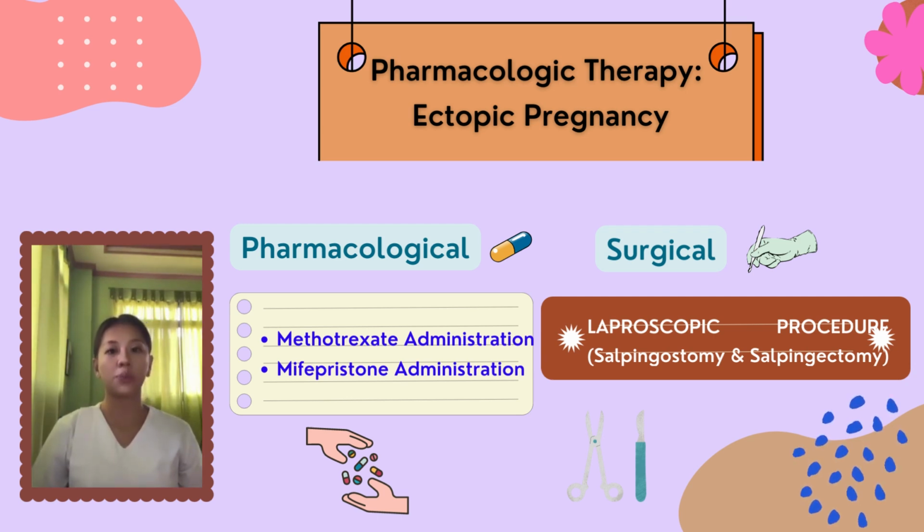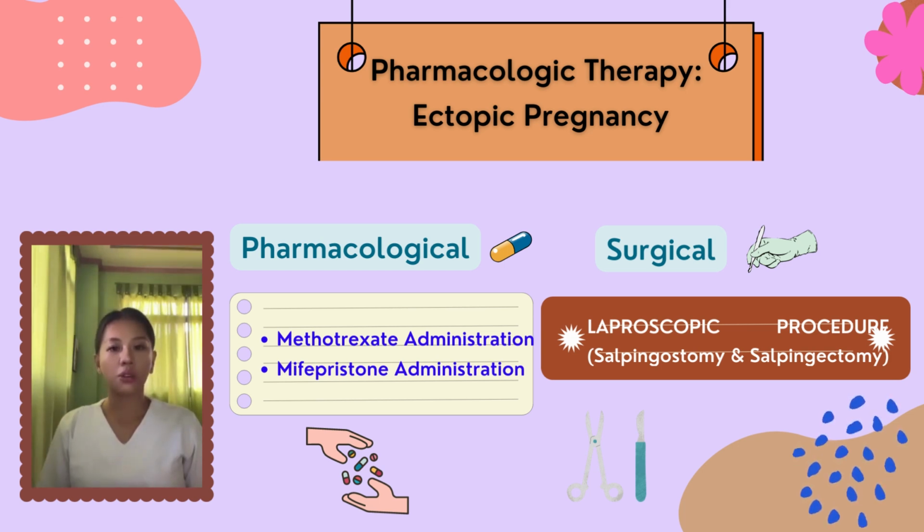Administration of mifepristone, an abortifacient that causes sloughing of the tubal implantation site. Both of these therapies would leave the tube intact and no surgical scarring.